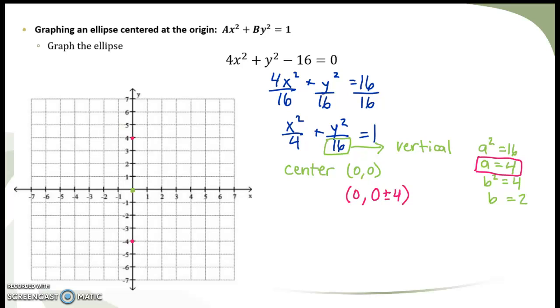Now I will use b for my minor axis, and I go from my center to the right b, from my center to the left b, and there are my 4 points I need. I go ahead and connect them as best I can with a nice smooth curve to get my ellipse. And that's all we do for graphing an ellipse centered at the origin.